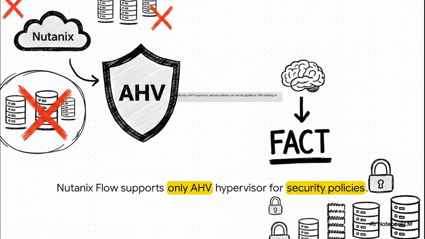Security policies absolutely cannot be applied to VMs running on other hypervisors. This is a hard limitation and a highly testable fact. Flow is a native, built-in benefit of using AHV. So do yourself a favor and permanently anchor that fact in your memory.